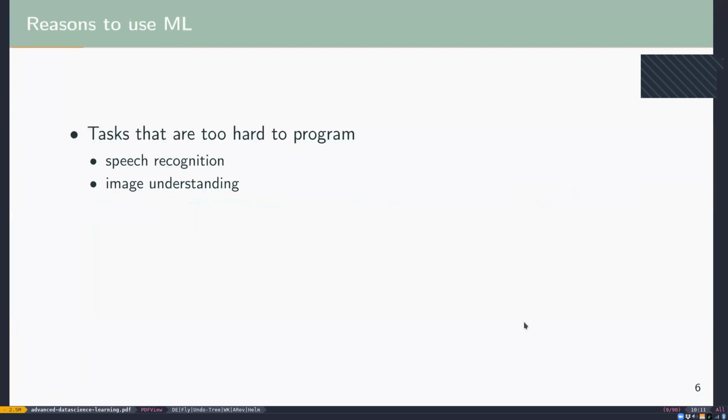So when do we need to do machine learning? Why do we do machine learning at all? We have certain tasks which humans are very good at doing, like speech recognition and image understanding, but they're just too hard to program. We can't do this, right? So therefore, we use statistical methods. Or there are things that are just beyond the capabilities that we can do as humans, like massive volumes of data. So these are the two things where I think machine learning comes in.